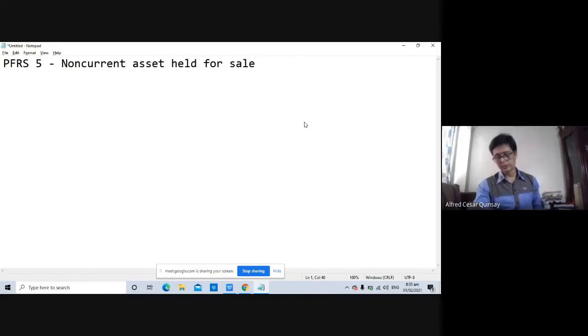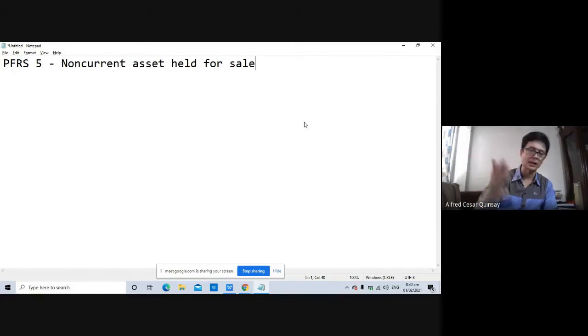So the technical knowledge that we can gain here is, number one, to understand the recognition of non-current asset held for sale. So yung paano ba natin siya maka-classify as non-current asset held for sale? Ano ba yung nature nitong non-current asset held for sale? To know the conditions for the classification of a non-current asset held for sale. Okay? Ano ba yung mga kondisyon para ma-classify as non-current held for sale? Pag-iusapan natin yan. And then to know the measurement and presentation of non-current asset held for sale.